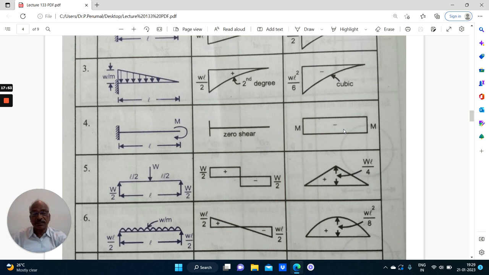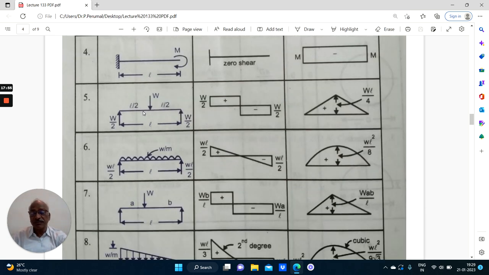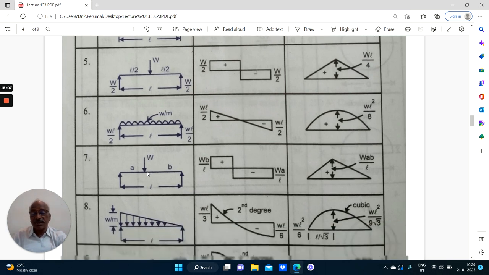This is bending moment. Simply support beam, we have discussed at the beginning. So W by 2, positive and negative, and linear variation, WL by 4 is the maximum bending moment at the center. WL square by 8, so this also we have discussed. Simply support beam with UDL over the entire span. So WL by 2, having linear variation, shear force diagram. This is the bending moment diagram. Bending moment diagram is a second degree variation parabola, having a maximum ordinate of WL square by 8.